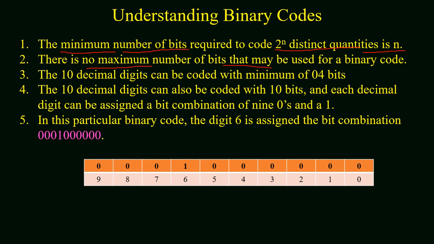For instance, the 10 decimal digits can be coded with a minimum of 4 bits, while for the same 10 digits we can also use 10 bits, and each decimal digit can be assigned a bit combination of 9 zeros and a single one. So for this particular binary code, the digit 6 will be represented as follows. Starting from the left hand side, the bit in the 6th position in the table will have a value of 1, while all other 9 bits will have a value of 0. So the total bits will be 10.